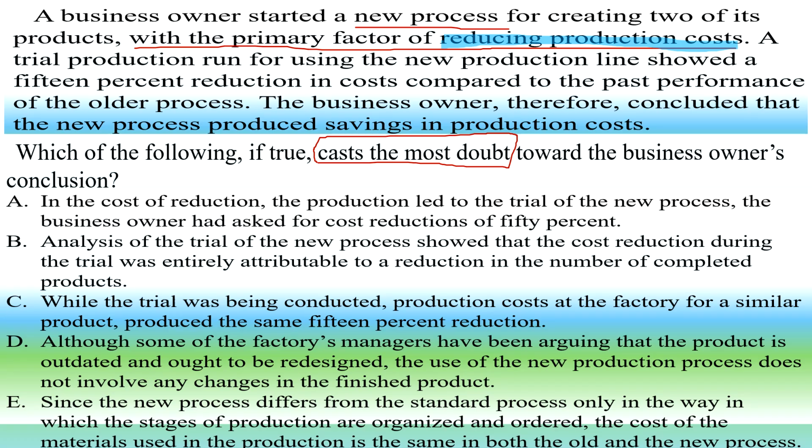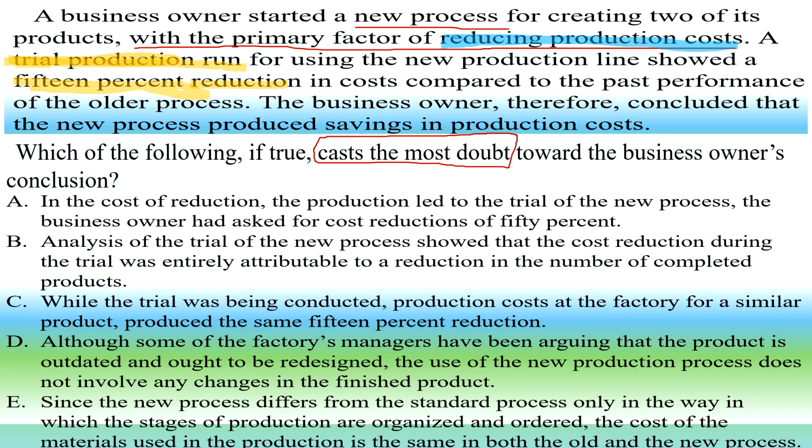And these other things are keywords, these other words here. This is a keyword, trial production run. That just means trial production. Okay, you could even just circle trial. For using the new production line showed a 15% reduction.